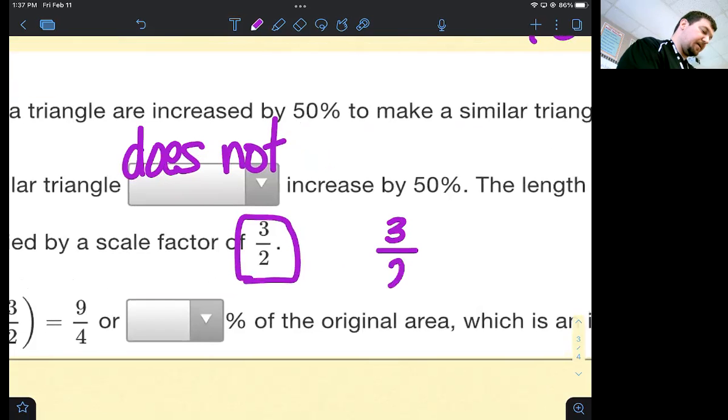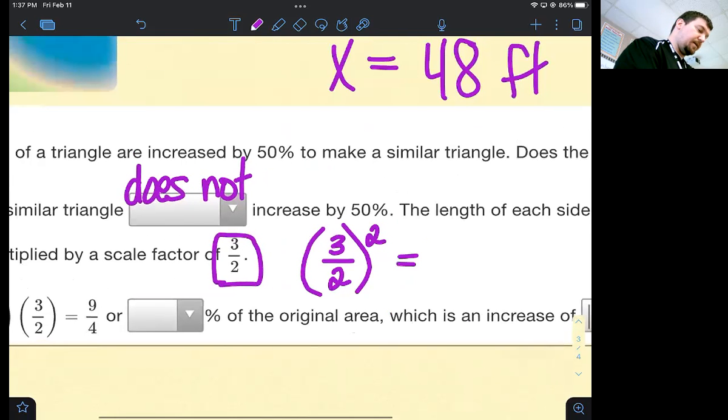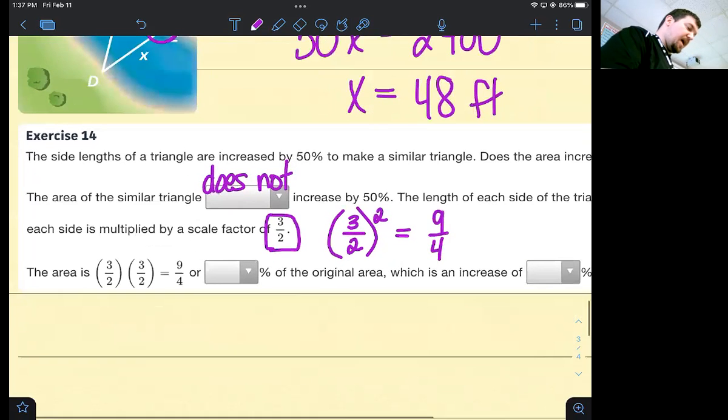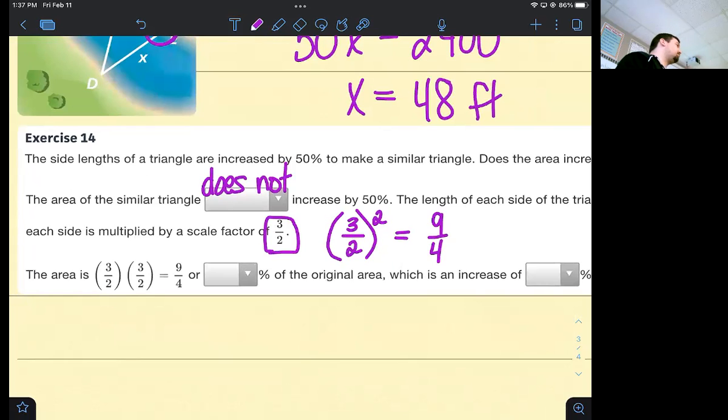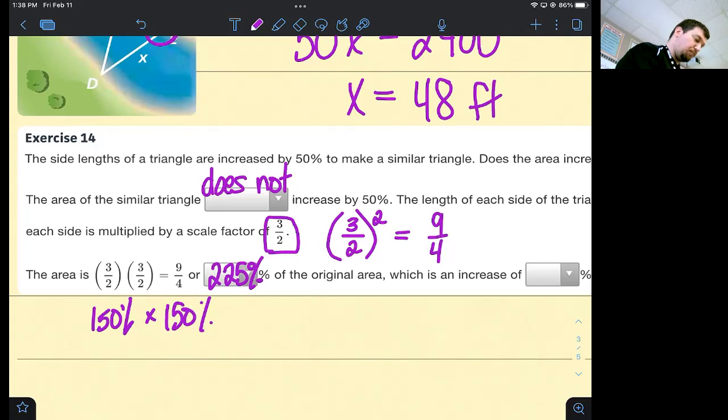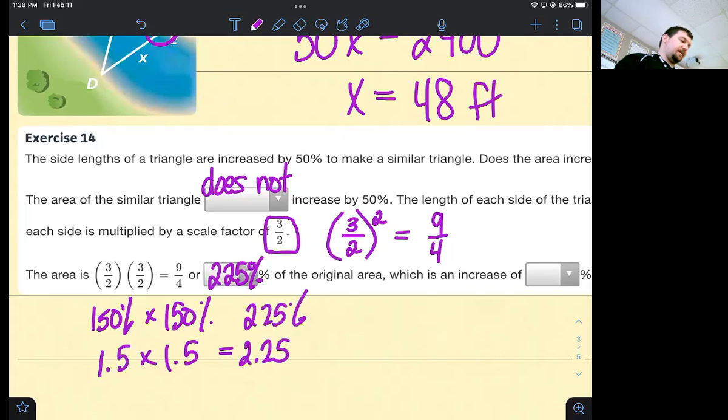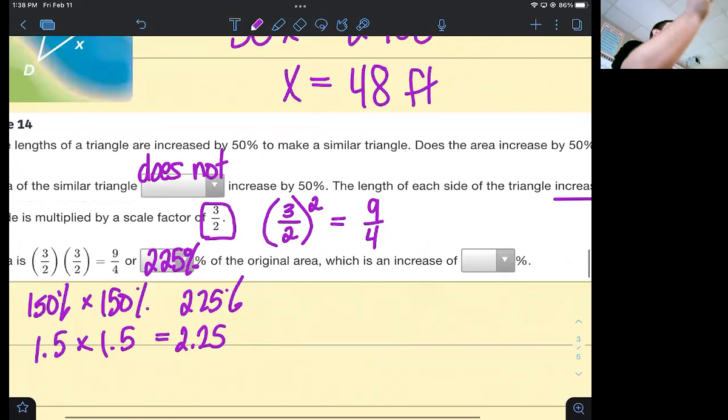So if you times the side lengths by 3/2, then the area ratio would be 9/4, because we have to square that ratio. Okay, and what is 9/4 as a percent? Sky? 225%. That's right. So if you take 150% times 150%, or 1.5 times 1.5, you will get 2.25, which is 225%, which is where she's getting that from. Okay, of the original area, which is an increase.